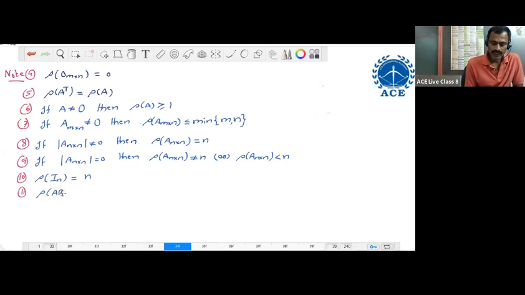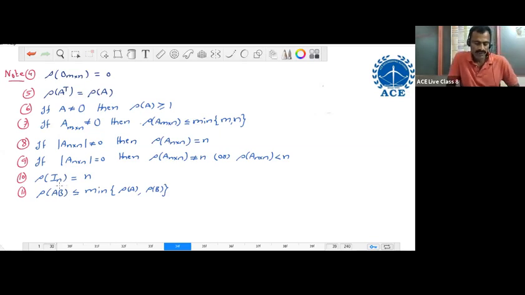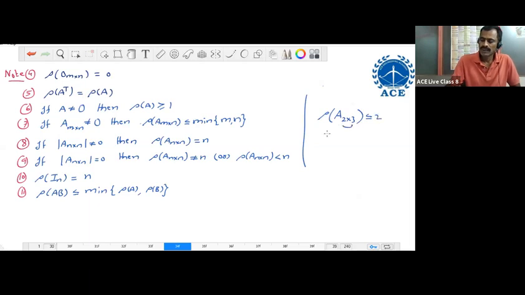Rank of the product matrix AB is less than or equal to the minimum of rank of A, comma, rank of B. If you know these two individual ranks, we can tell the maximum possible rank for the product matrix AB only. For example, A is a 2 by 3 matrix. Its maximum possible rank is the minimum of these two, that is 2 only.